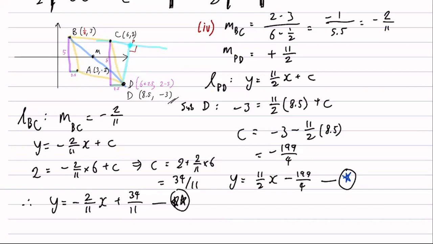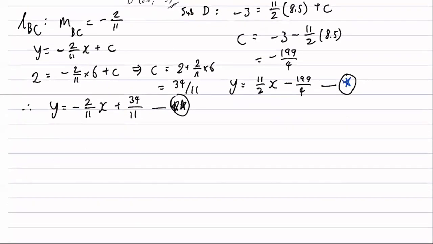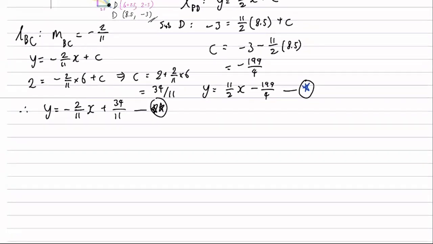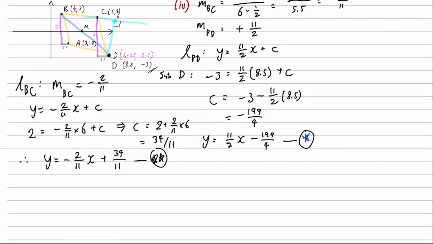What do you do now? Equate the two equations, star with double star. This is line PD and line BC. Maybe I'll just rename this as BP, so it's more obvious that they have point P as the common point of intersection. So you just equate them. Star equals double star, and you get 11 over 2 x minus 199 over 4 equals -2 over 11 x plus 34 over 11.